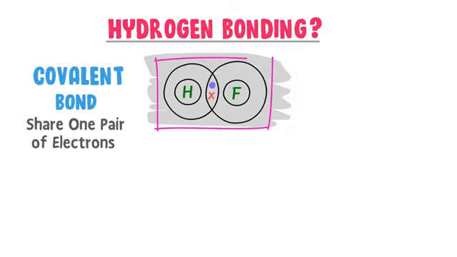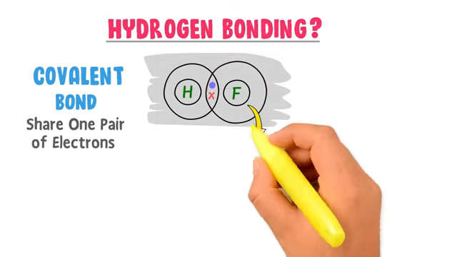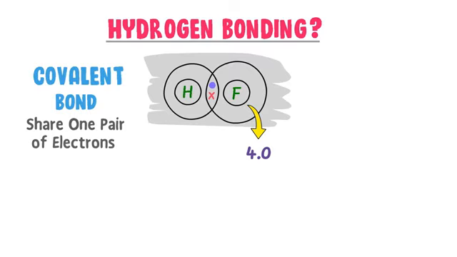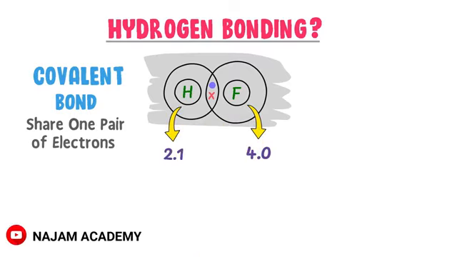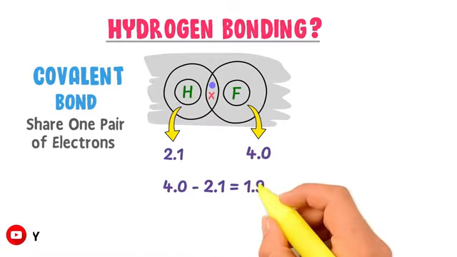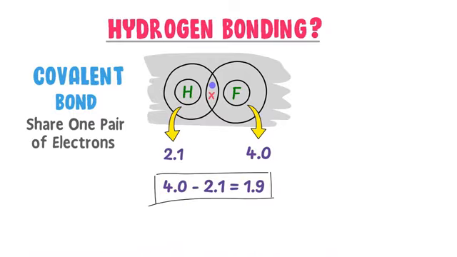In this molecule, fluorine is highly electronegative than hydrogen. The electronegativity of fluorine is 4.0 and the electronegativity of hydrogen is 2.1. When we calculate the electronegativity difference of hydrogen fluoride, we get 1.9. This is a very large difference in electronegativity.